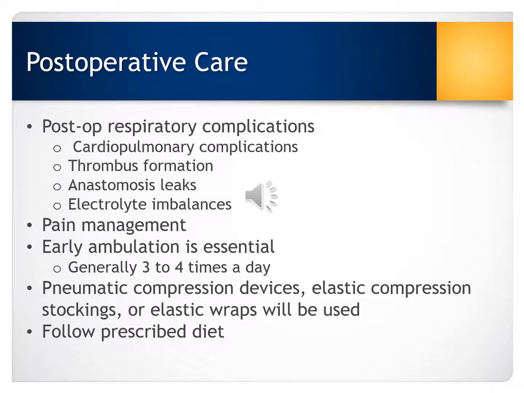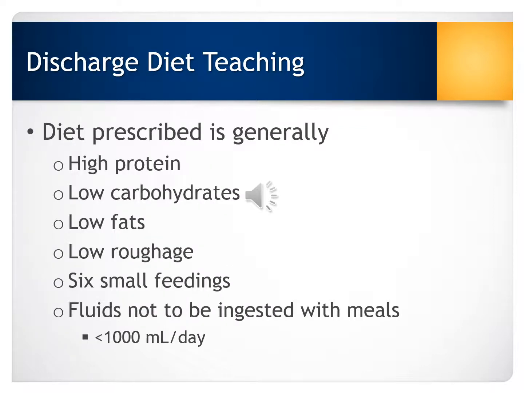And then they'll need special teaching for the diet that they'll need to be on, which will vary depending on the type of surgery that they had. Generally, they will be prescribed a diet that is high in protein, low in carbohydrates, low in fat, low roughage. They'll typically need to have 6 small meals, and their fluid should not be ingested with their meals, and typically it's restricted to less than 1,000 milliliters of fluid per day.